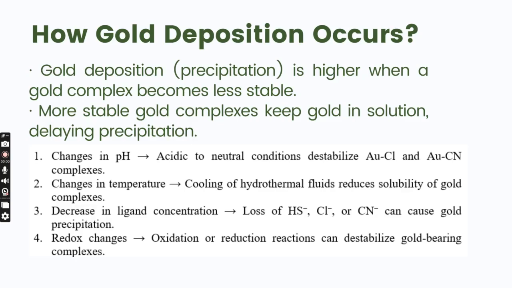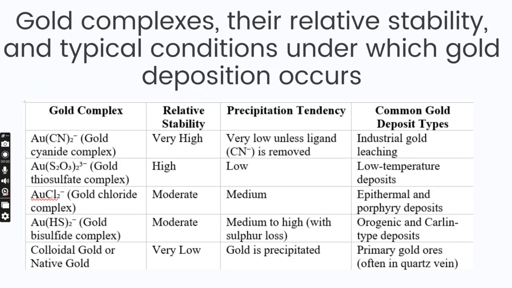Then a decrease in ligand concentration, by some sudden parallel phenomena. If ligands, for example HS minus, Cl minus, CN minus, are being utilized by other cations to form other complexes, then what will happen? For gold, these kinds of complexing agents are not available, so gold is likely to be precipitated. Similarly, redox changes, oxidation-reduction reactions, can destabilize gold-bearing complexes.